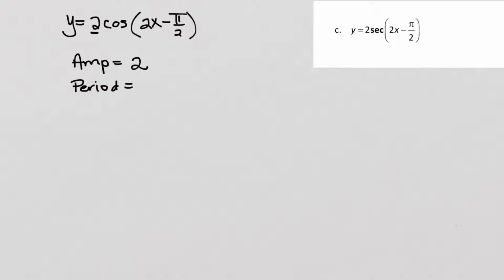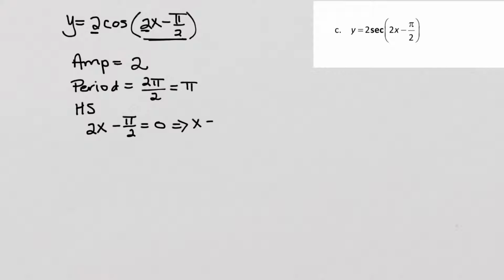Now normally the period for the cosine function is 2 pi, and we divide that by the coefficient of x, which is 2, so now the period is pi. Finally, I need to find the horizontal shift. So to find that, I take the argument of the cosine function, which is 2x minus pi over 2, set that all equal to 0, and solve for x. And this gives me x equals pi over 4. And that's a positive pi over 4, which means that our graph is going to shift to the right.